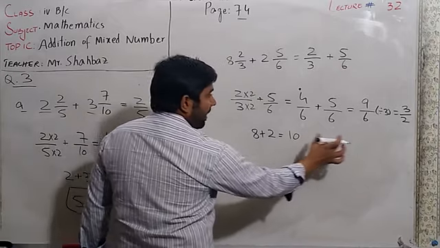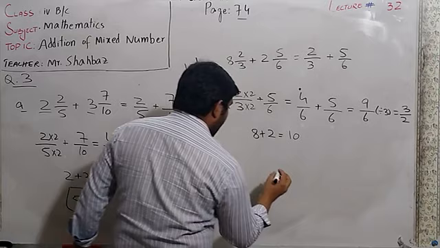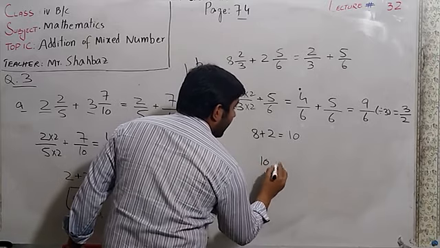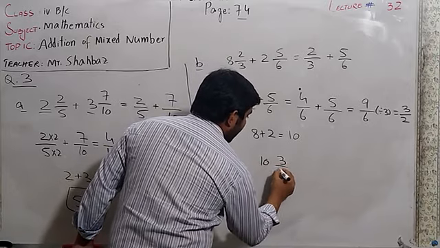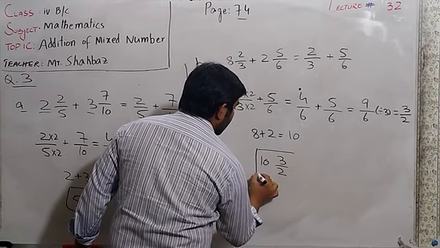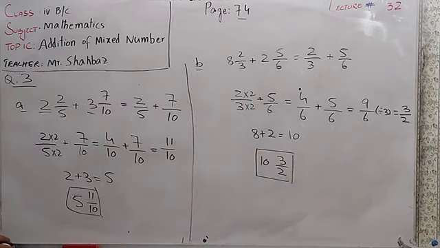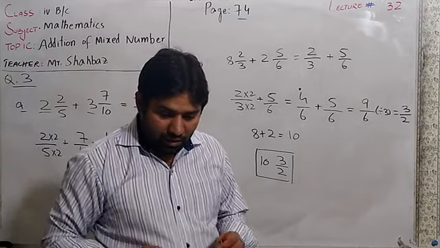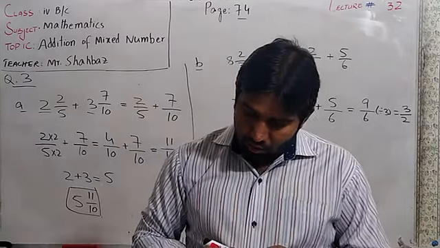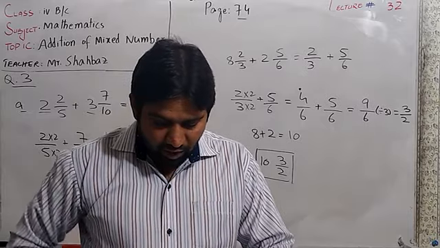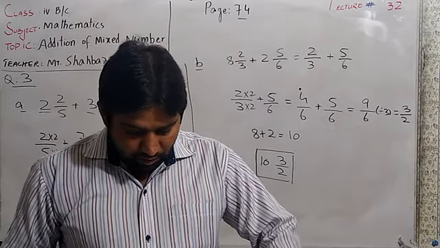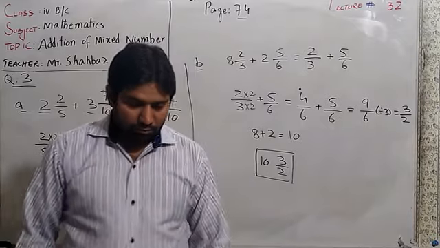This is the whole number and this is the fraction. We have to write our answer 10 3 over 2. This is our answer. Here also in question 3, I did two parts, A and B. C and D is your homework.